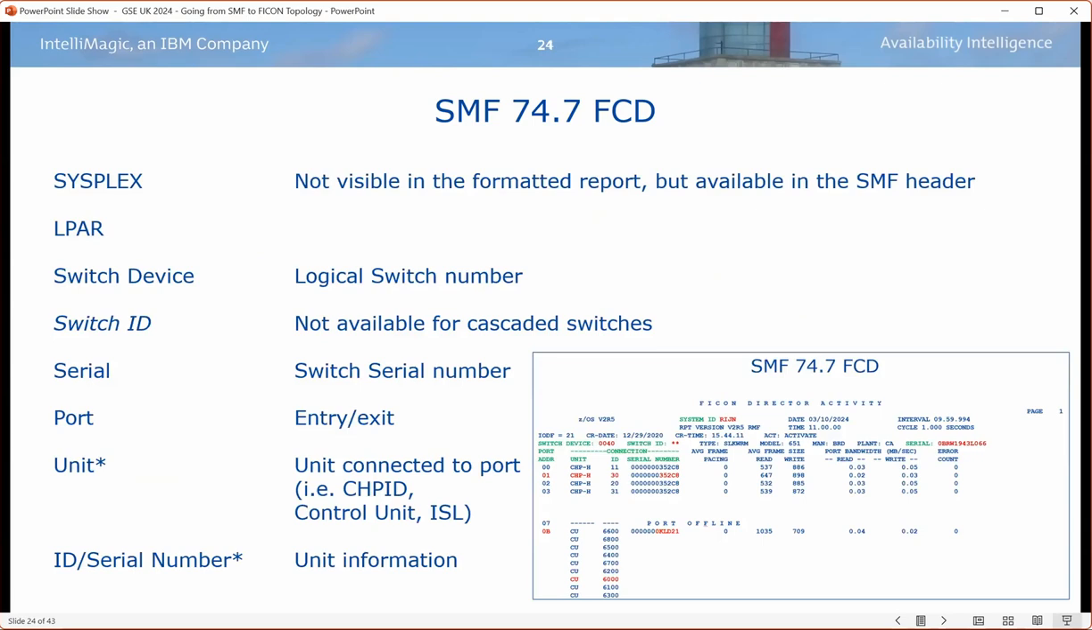So we have to be careful when we look at this record. The switch device is a logical switch number, and the switch ID is not always available. So if you have a large installation with cascaded switches, the switch ID is probably not going to be available. Now, I did mention the unit, maybe the chiplet or the control unit. But there are some restrictions as to what you can see. And we'll get to that in a second as well. Same as the unit, the serial number, okay?